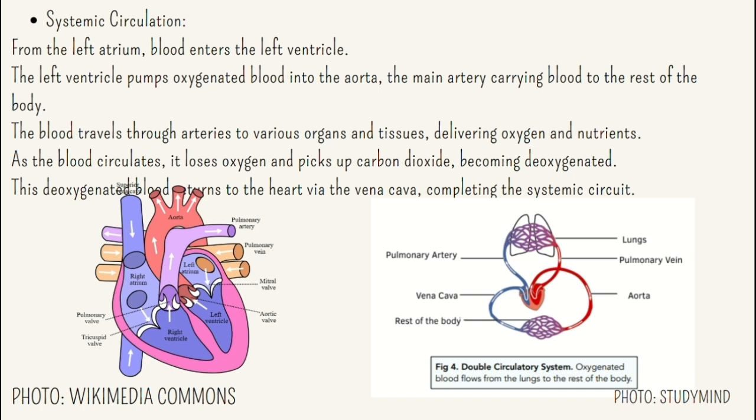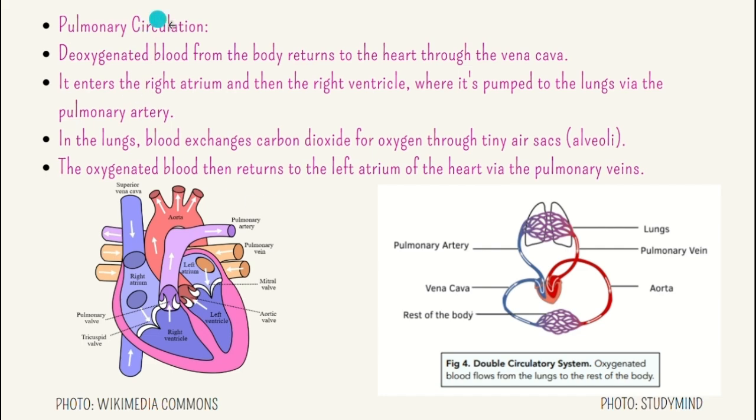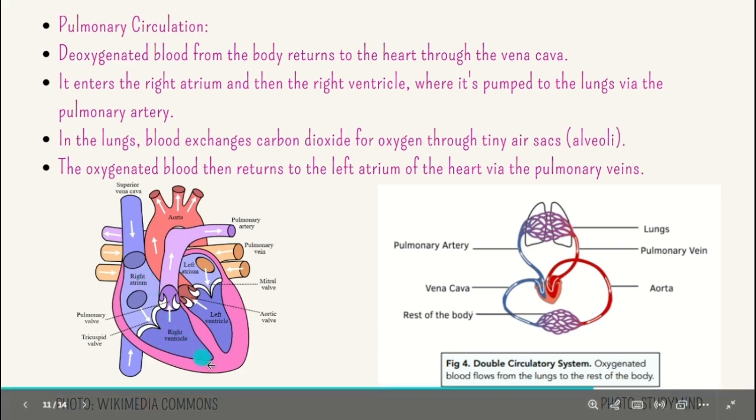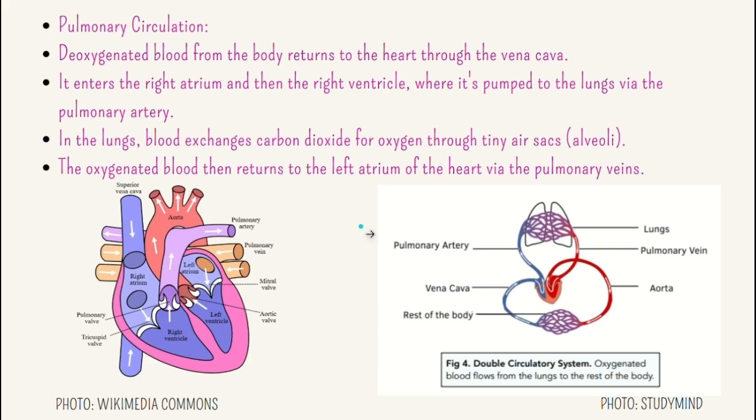So this deoxygenated blood returns to the heart via the vena cava, completing the systemic circuit, right? So as you can see, it's a cycle. The pulmonary circulation starts with deoxygenated blood coming to the vena cava, right atrium, right ventricle, and then out through the pulmonary artery to the lungs, right? So that's what happens.